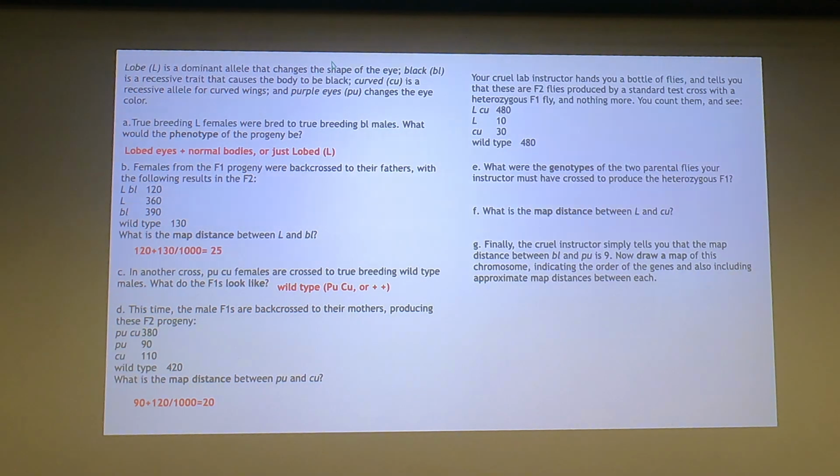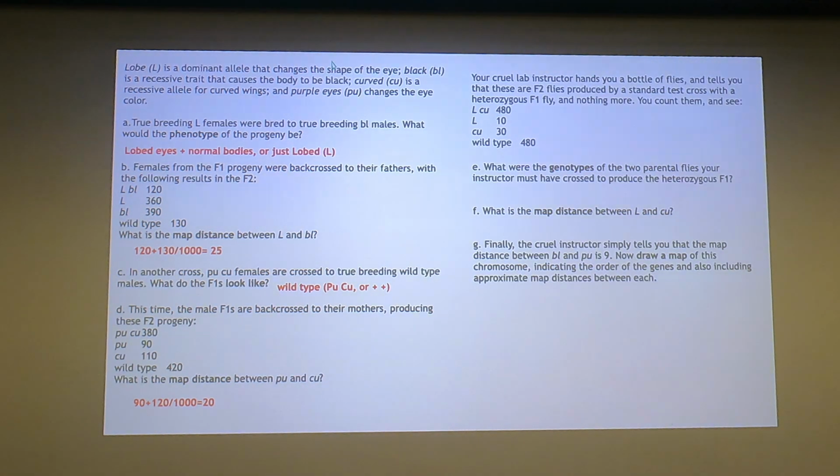See, we're working through these step by step in pairs. So we got the distance between L and BL, and we got the distance between PU and CU. We have some other genes we want to figure out here. So anyway, your cruel lab instructor hands you a bottle of flies. Why is he cruel? Because he didn't tell you anything about these flies. He just tells you they're F2 flies, and they were produced by test cross. That's all he tells you. That's rude, isn't it? You should document all of your crosses, and he doesn't tell you.